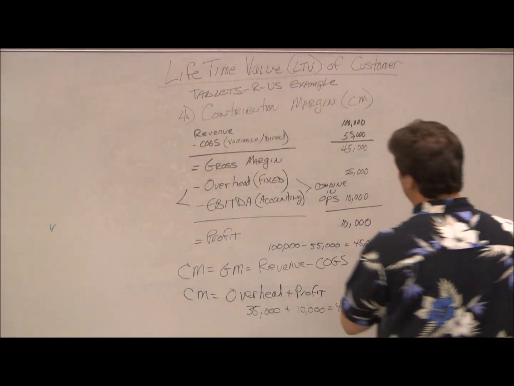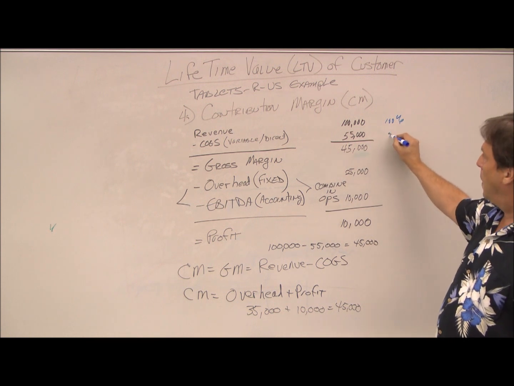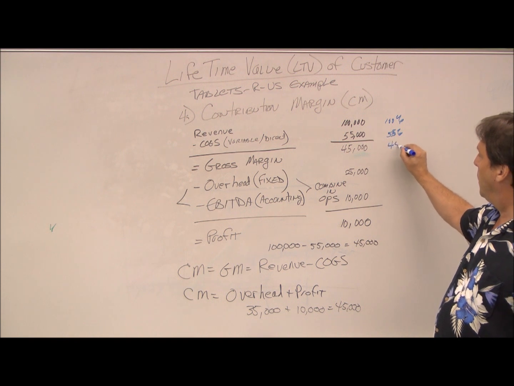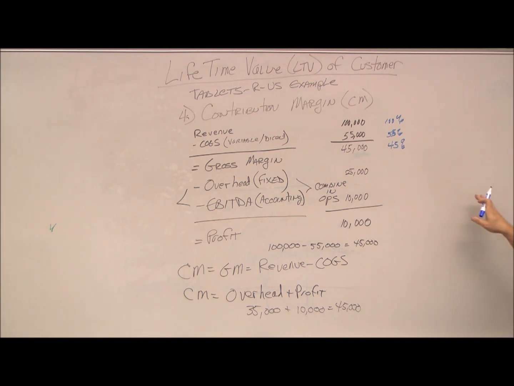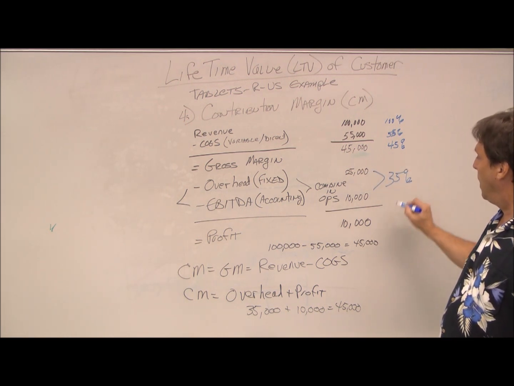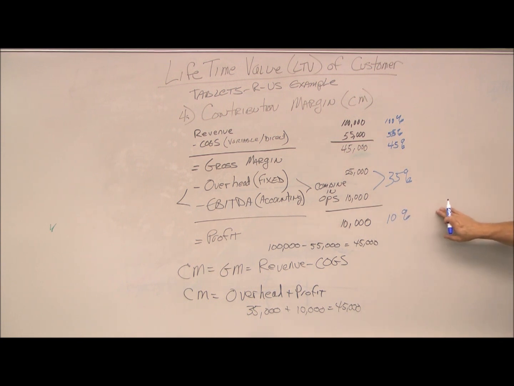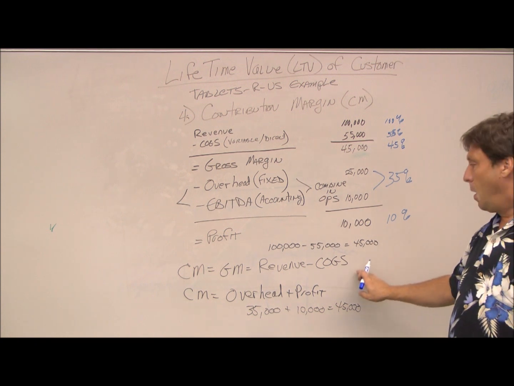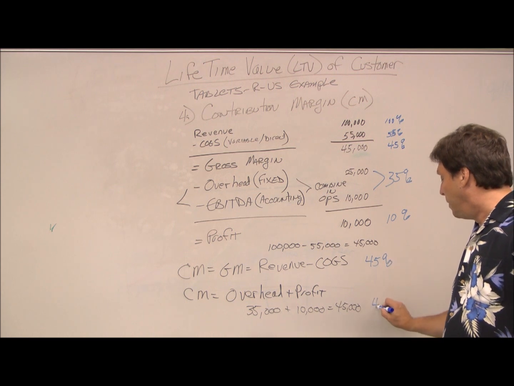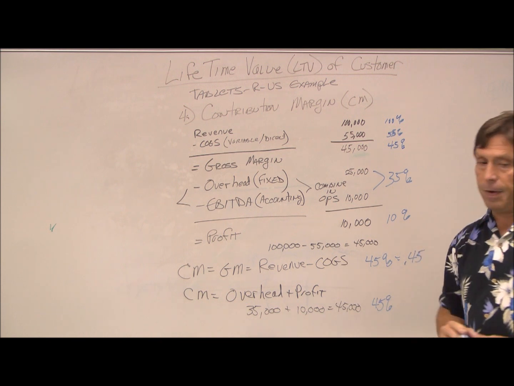but it's typically done in percentages. Like our revenue is 100%, our COGS would be 55%, our gross margin or contribution margin is 45. I'm going to combine these and call it 35%, and our profit is 10%. And 10% is a good profit margin. So, our contribution margin is 45%, or if you like decimals, 0.45.